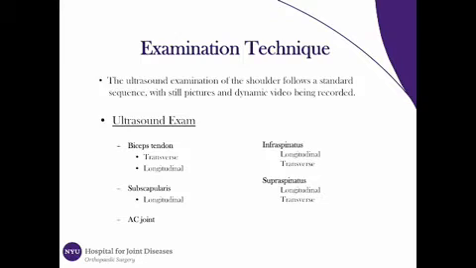The ultrasound examination of the shoulder follows a standard sequence, with still pictures and dynamic video being recorded. The ultrasound exam consists of imaging 5 key components: the biceps tendon, the subscapularis, the acromioclavicular joint, the infraspinatus, and the supraspinatus. These structures are imaged in different planes to provide a detailed and accurate assessment of each anatomic structure.